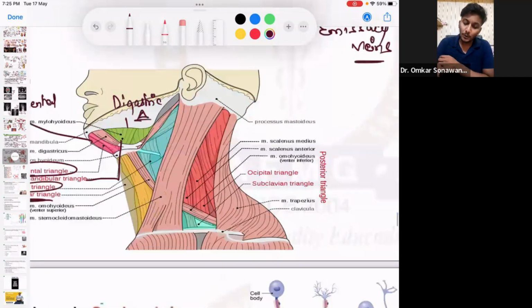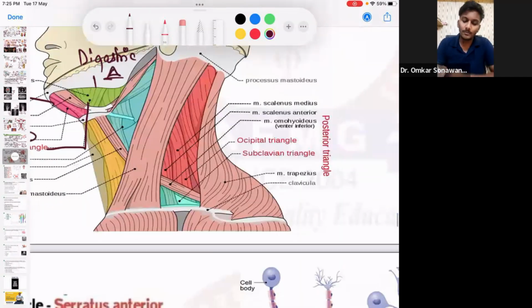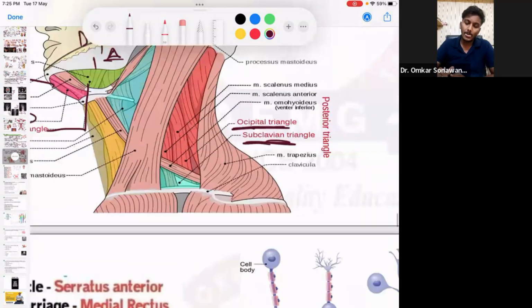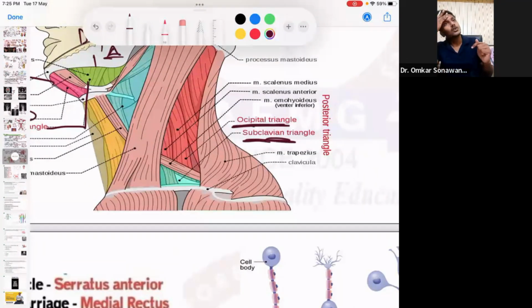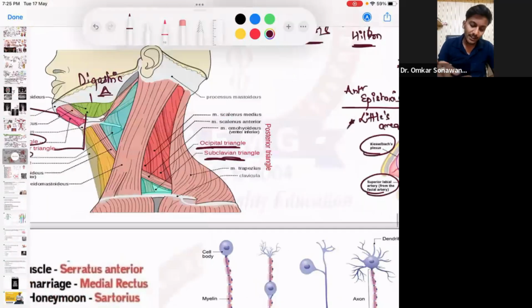And the posterior triangle: the superior posterior triangle is known as the occipital triangle, and the postero-inferior triangle is the subclavian triangle. And in the subclavian triangle, which part of the brachial plexus is present? The trunks and the divisions. कोई दिक्कत नहीं है इसमें. Please remember this. ठीक है, याद रखना, important है.